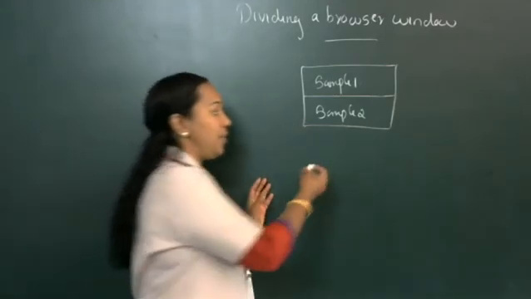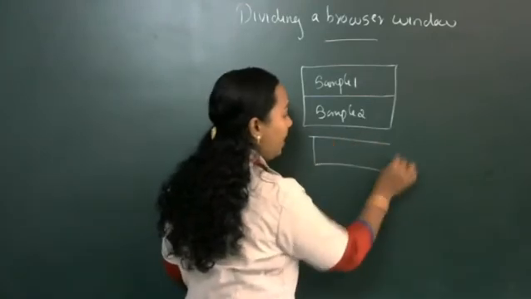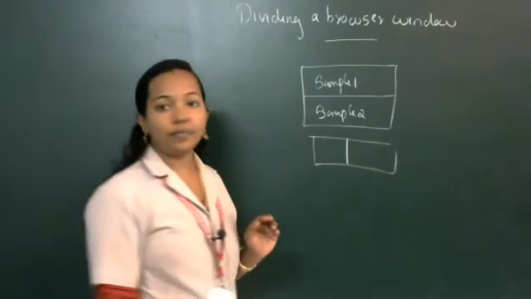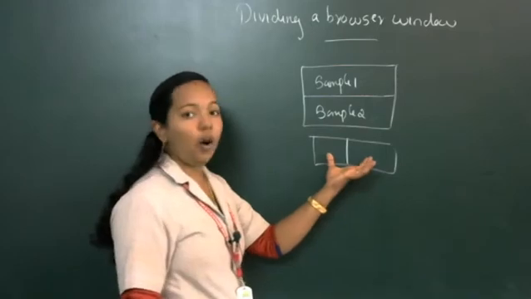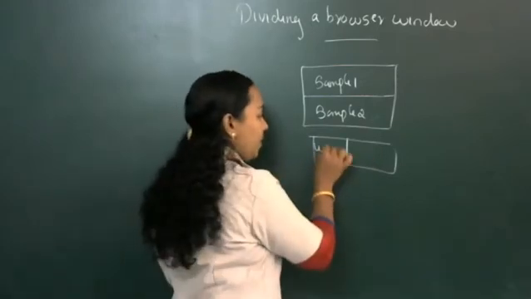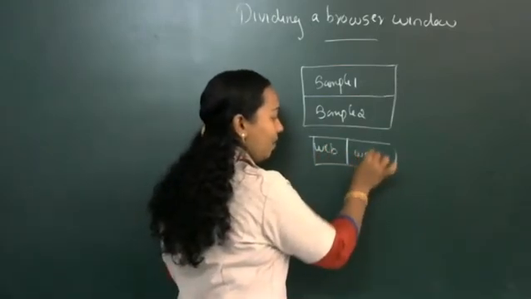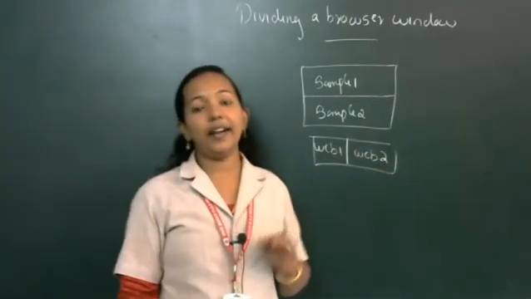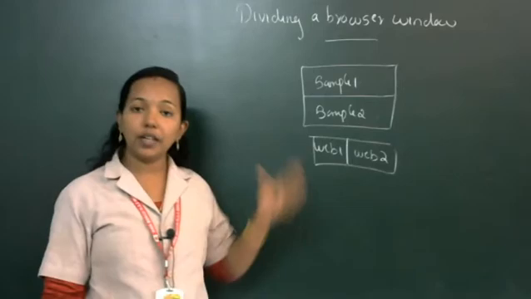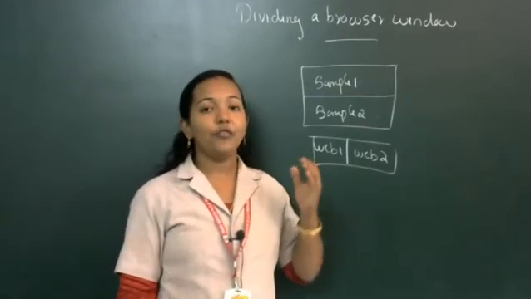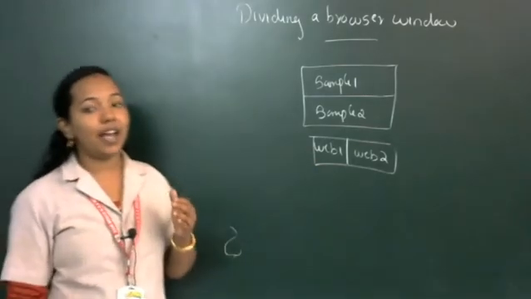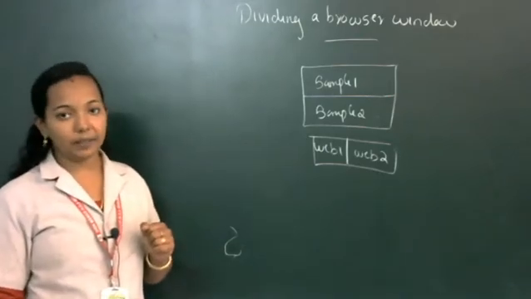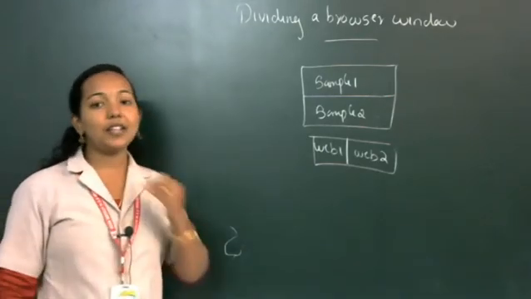If you don't want to divide like this, then we can divide horizontally. Okay, then two columns together. So the first web page will be here and the second web page will be here. Okay, that means we can divide a browser window vertically and also horizontally with the help of the frame tag or frameset tag. Okay, clear? So that we are going to discuss.